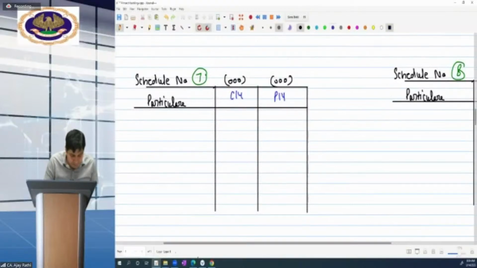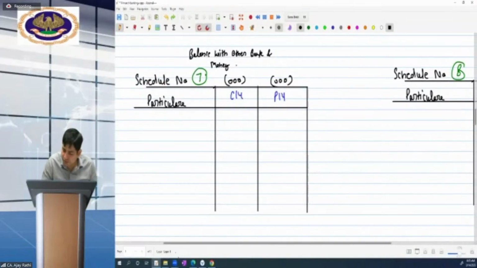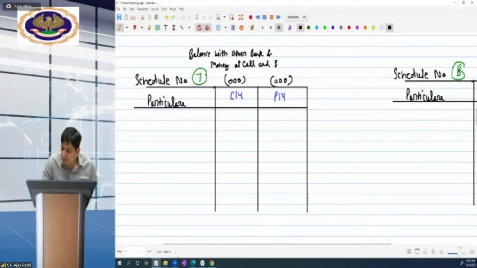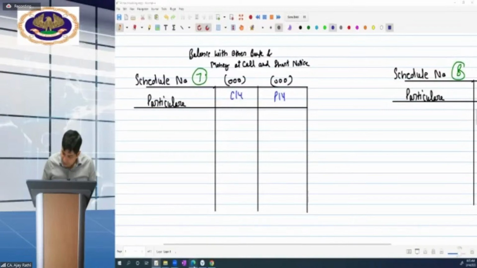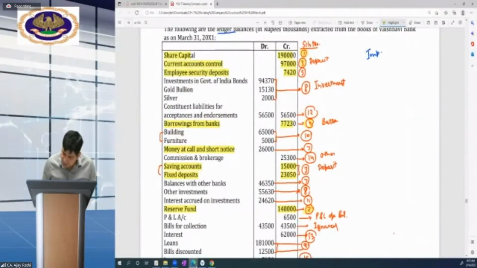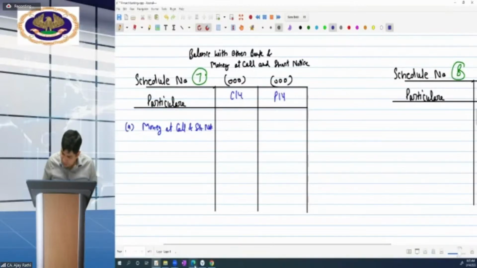Please give here the heading: balance with other banks and money at call and short notice. So, what are the figures? 26,000. First is money at call and short notice. Give a numbering. 26,000. B number is there.